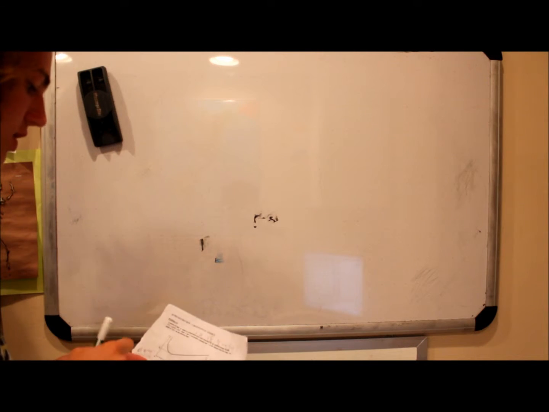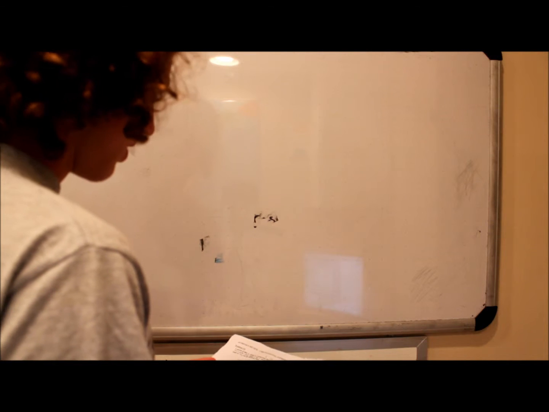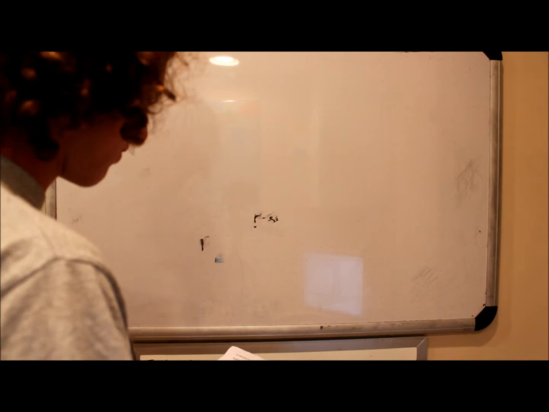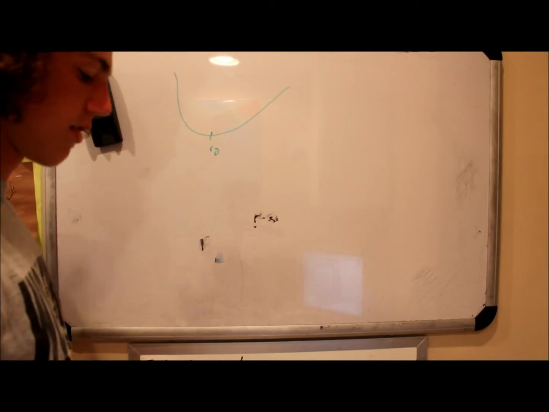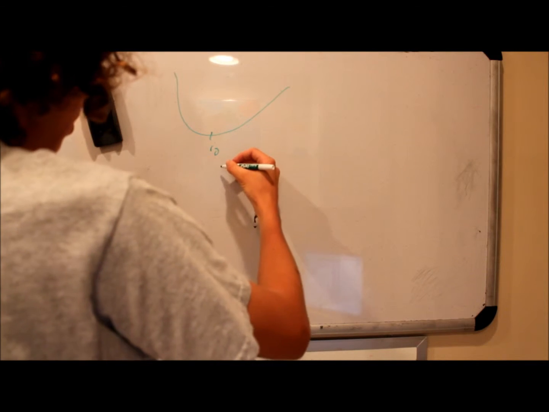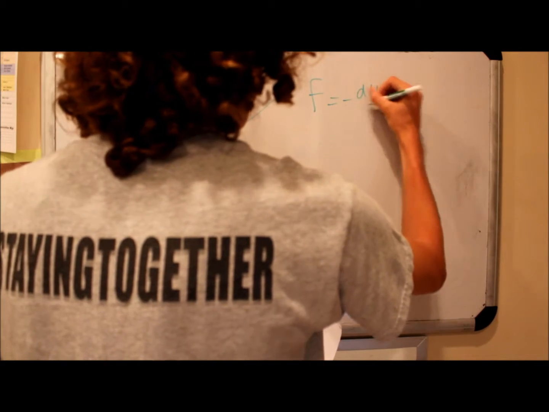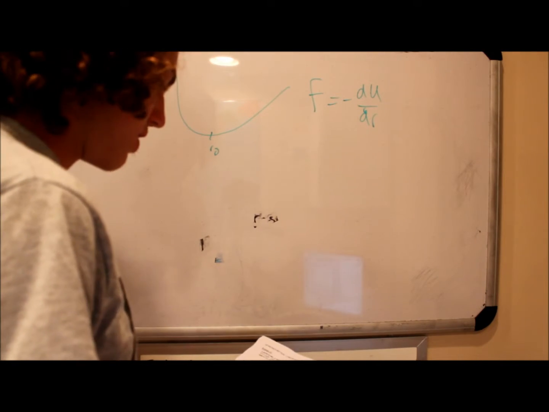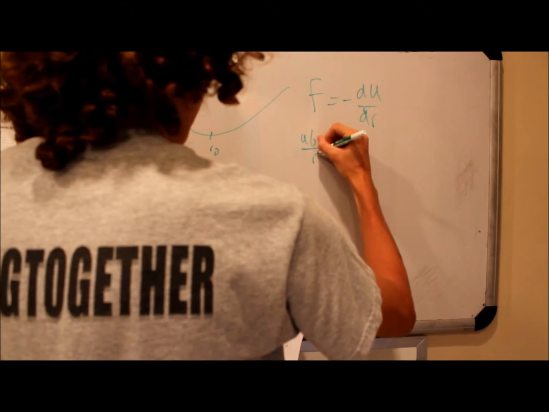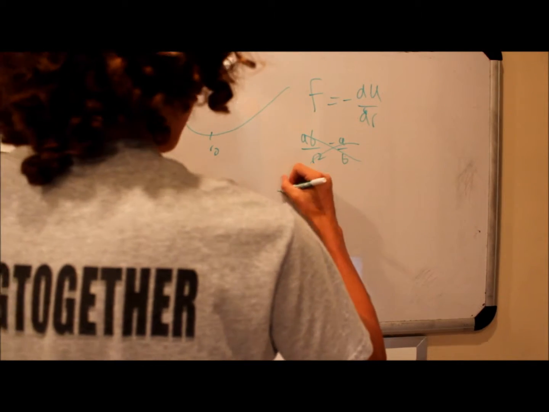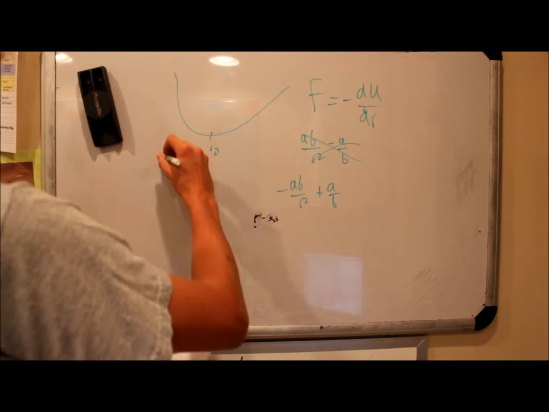Then for the next part it says, sketch the net force on the particle as a function of r on the graph below. And basically it says the force directed toward the origin is negative, away is positive. Now based on this graph you can tell at r naught the force is going to have to change from positive to negative. You're also given that force equals negative dU/dr. In part A you already solved for the derivative, AB over R squared minus A over B. So force is just going to be negative AB over R squared plus A over B. So you're just going to graph it based on this.